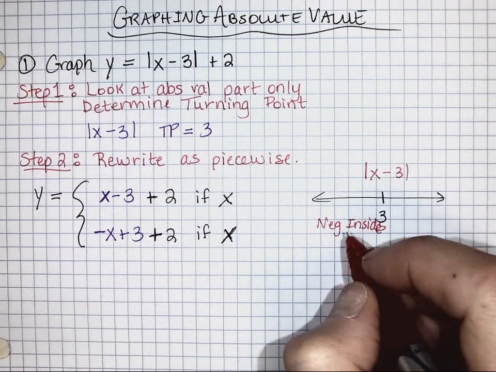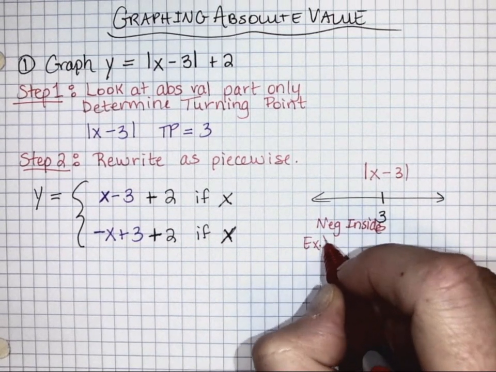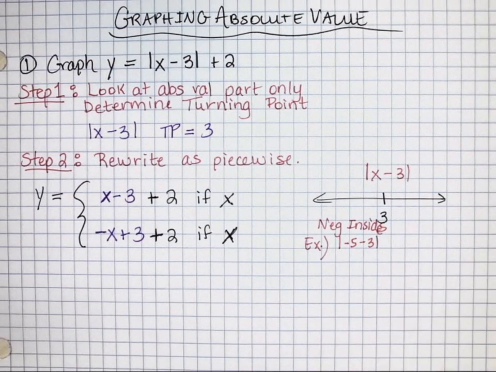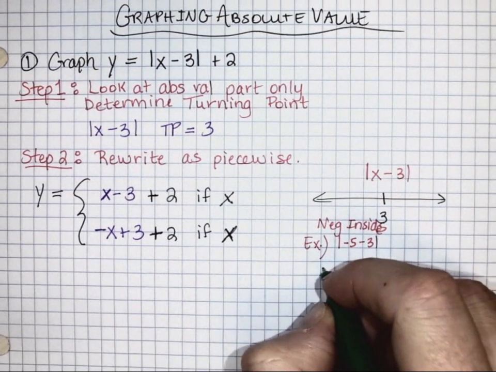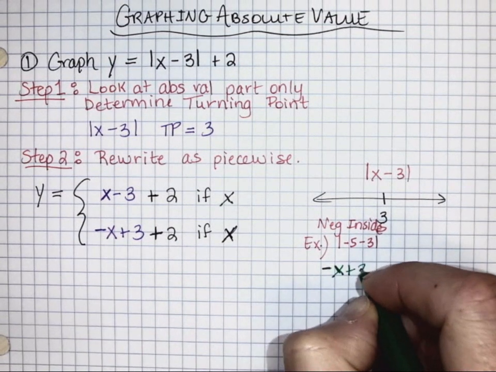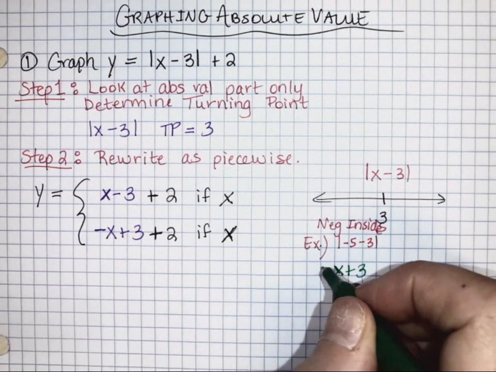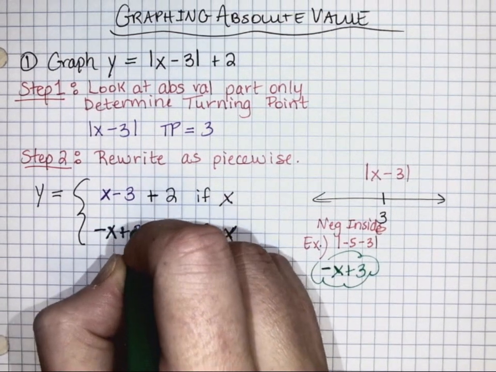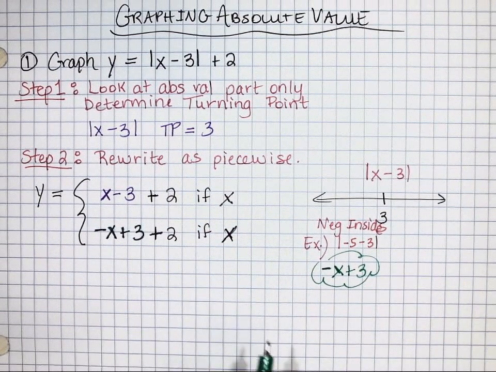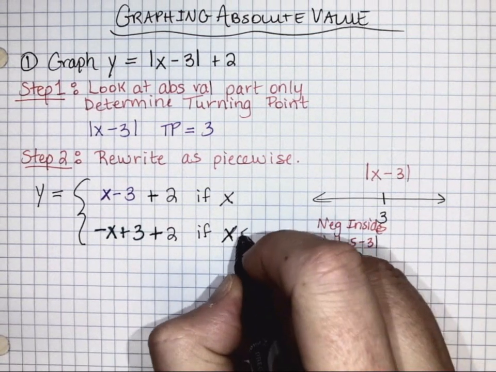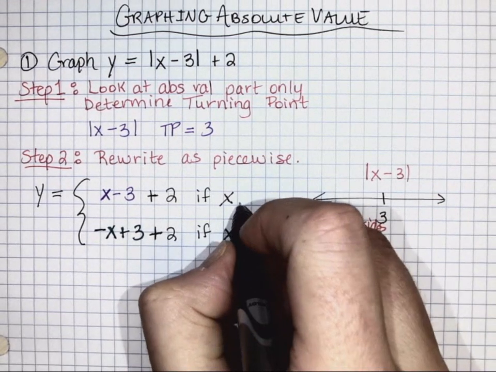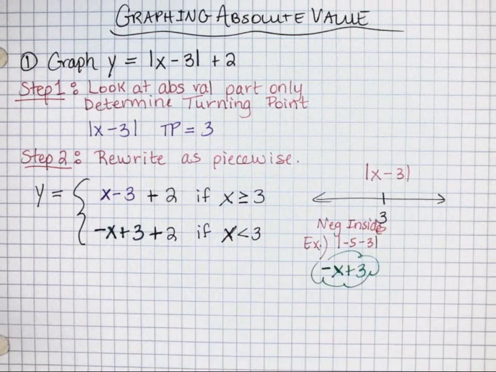And the reason is, take an example. Once again, if I plug in -5 minus 3, I'm going to get negative insides. So for this part, we get negative x plus 3. So it becomes negative x plus 3 for that, and that's when x is less than 3. Notice it changed, so I don't put that equality part. I know that this will get the equality part because it stays the same.